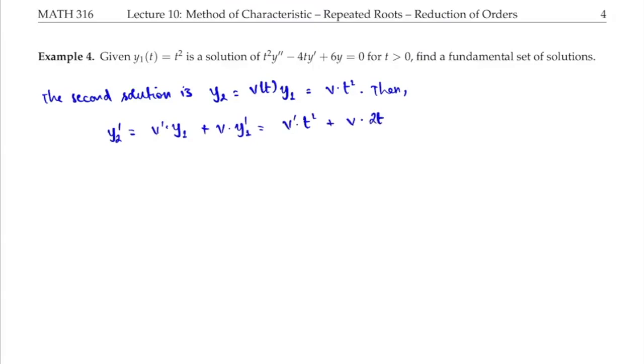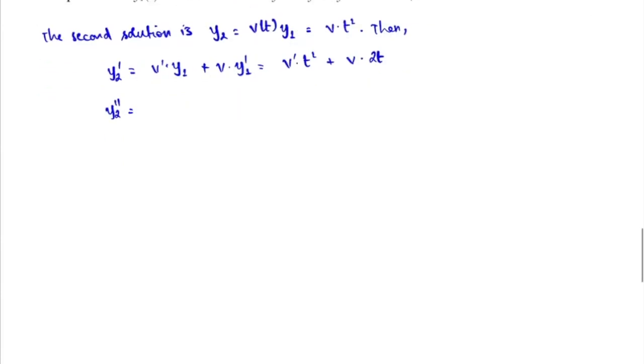Now for the second derivative, you have y2 double prime equal to v double prime times t squared plus 2 times v prime times t. These two terms come from the derivative of the product v prime times t squared. Then for the second term, take the derivative of that.